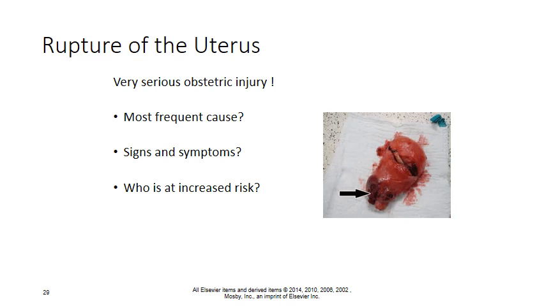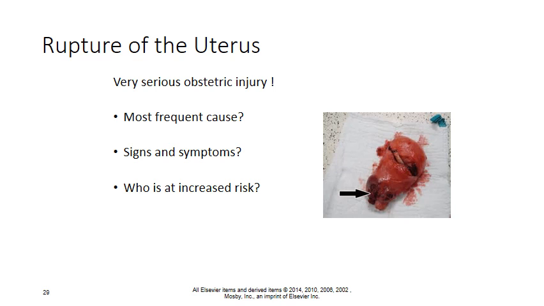The most frequent causes are a scarred uterus from a previous C-section or surgery. Some signs are abnormal fetal heart tracings, a loss of fetal station, which means the head is going up instead of down into the pelvis, and that could mean the baby's body is protruding out the top of the uterus. Also severe abdominal pain, and you'll see signs of shock, a high pulse and a low blood pressure.